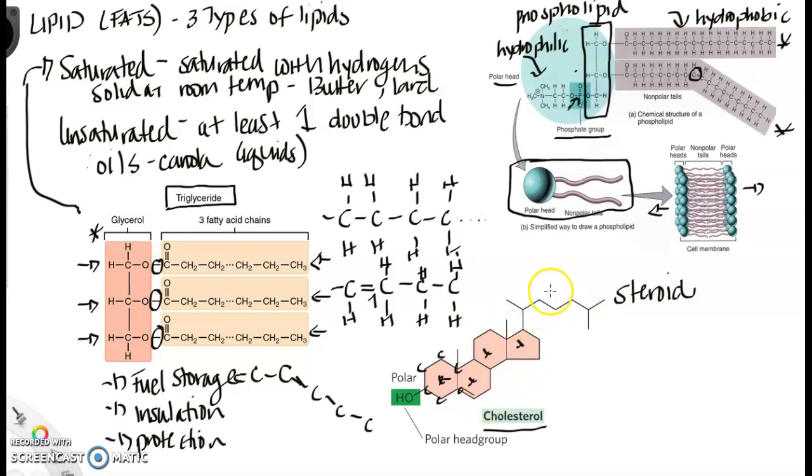And then there's some kind of functional group hanging off of there. Okay. Steroids are super important as well. And cholesterol is, of course, the main one, the one that's in the body. Cholesterol is embedded in our cell membranes and actually stabilizes the cell membrane.